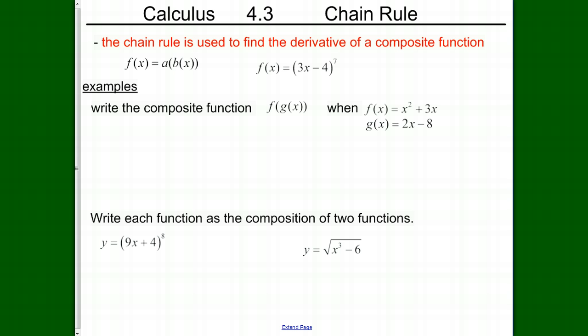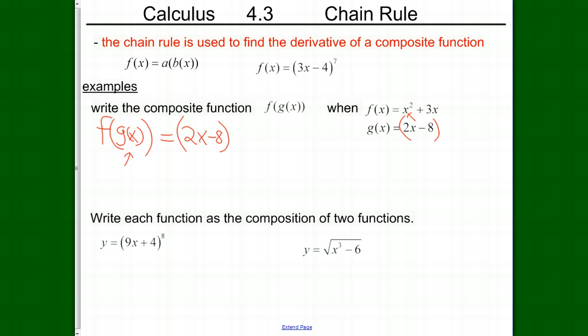Looking at this example, I want to be able to write what f of g of x is when I have these two equations. So for f of g of x, you start with the inner function. It's this inner function g of x that's getting plugged into function f. In function f, the first term is x squared. We're going to plug this 2x minus 8 into that function f. So it's going to become 2x minus 8.